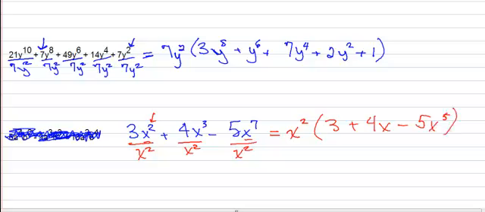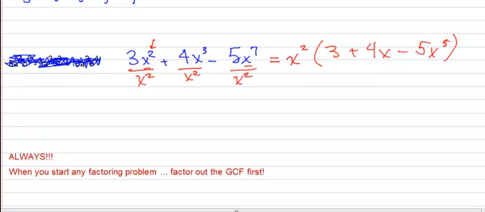So then you just, again, to check, multiply back. Now this is sort of forever and for always. When you start any factoring problem, the first thing you do is look for a GCF, and if you have one, you need to factor it out.